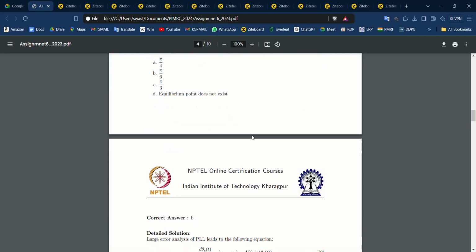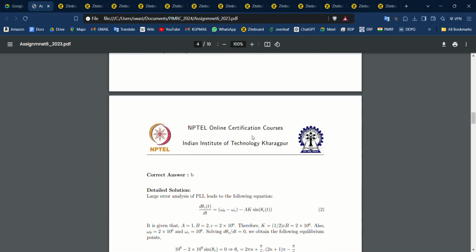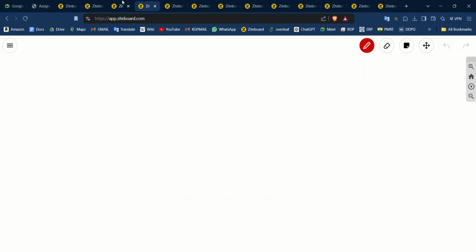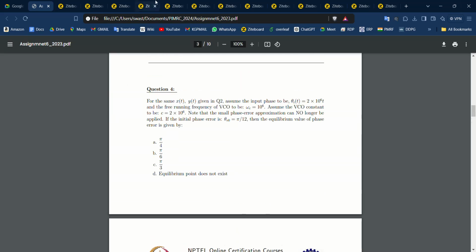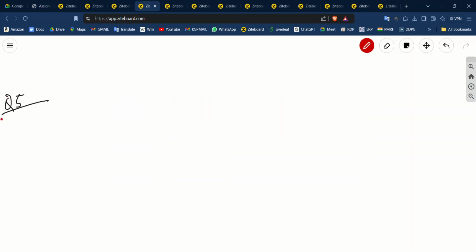Okay, so now the large scale error analysis. The difference between the input and the free running frequency for this phase lock loop is large. So instead of small scale analysis, we will find the large phase analysis. This will be question 4. We have to do large phase error analysis.